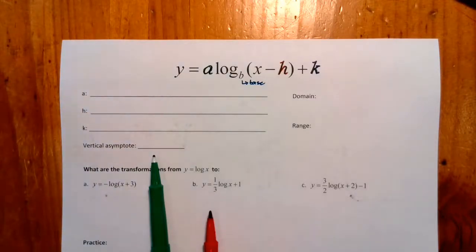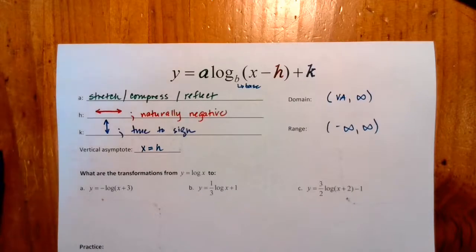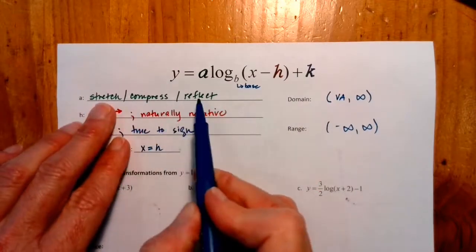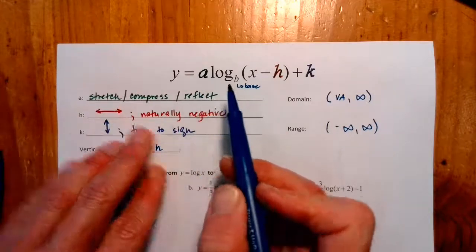All right, so go ahead and take a minute and fill in what you know about what impact A, H, and K have on our graph, and then check back in for your answers. All right, so let's go ahead and review this. We can have a stretch or a compression or a reflection thanks to A.